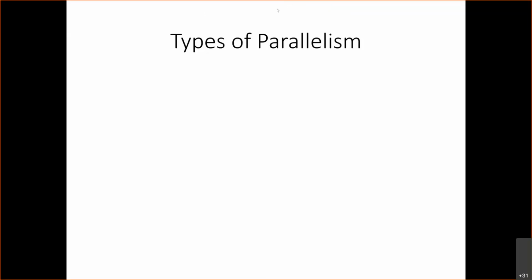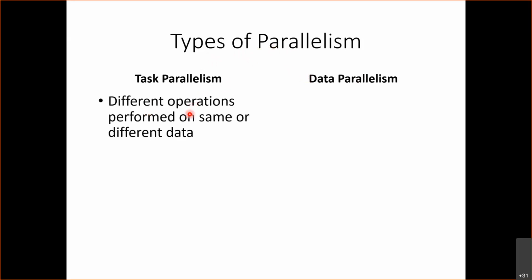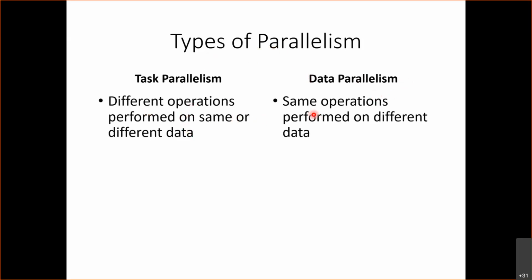The first major category or type of parallelism is task parallelism. And the other major type of parallelism is data parallelism. These are two different approaches of extracting parallelism from applications, and you can do both of them together. Task parallelism refers to when we have different operations performed on the same or on different data being done in parallel. And data parallelism refers to when we have the same operation being performed on different pieces of data in parallel.